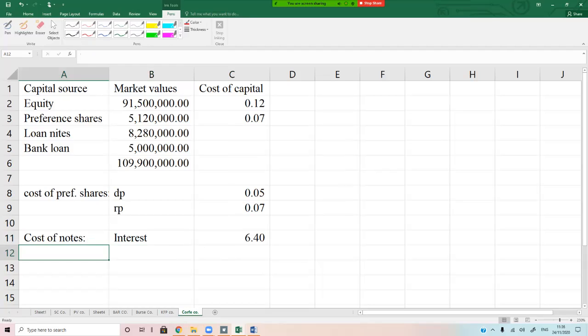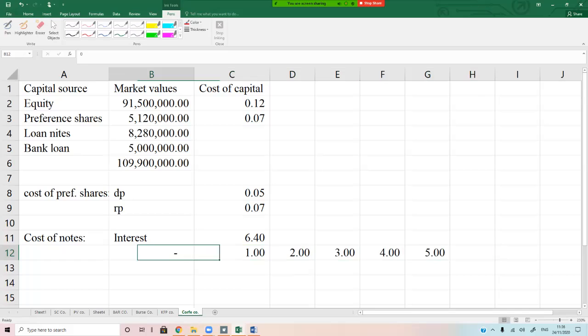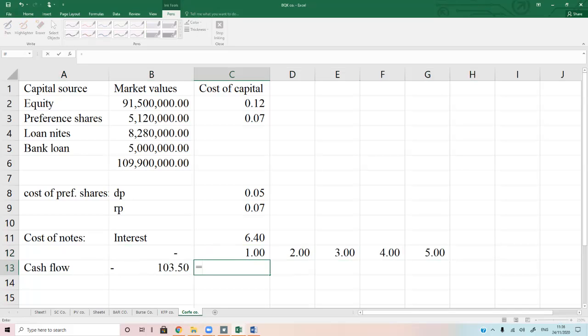Therefore we can begin working from year 0. The redemption occurs how many years from now? 5 years. Year 1, year 2, year 3, year 4, year 5. So currently these are the cash flows. Don't forget to begin with the market value, so negative 103.5. Don't forget year 0 is negative. Year 1 is equal to 6.4.